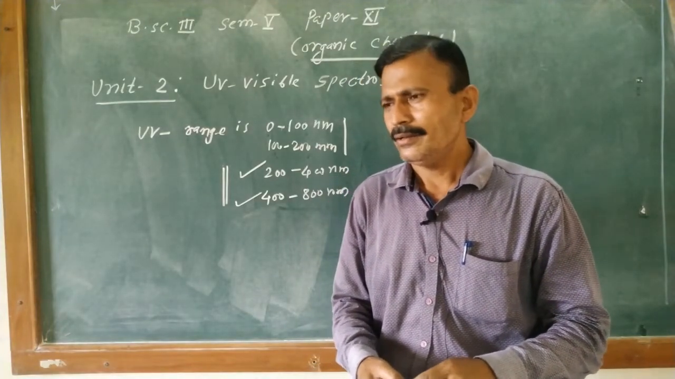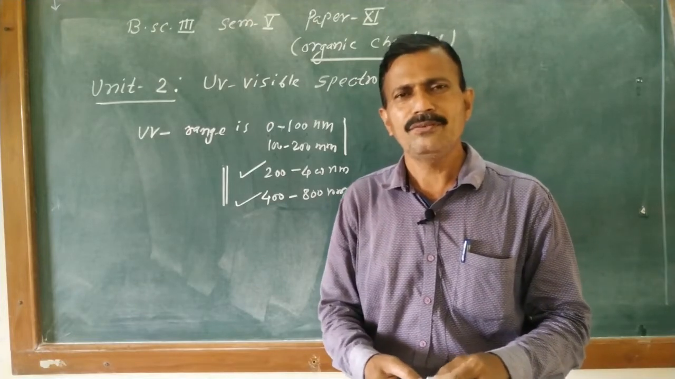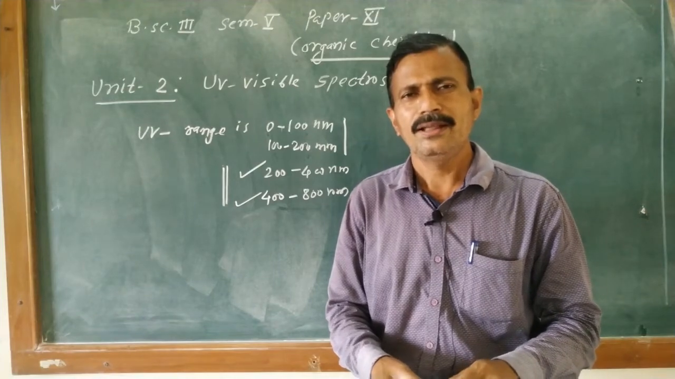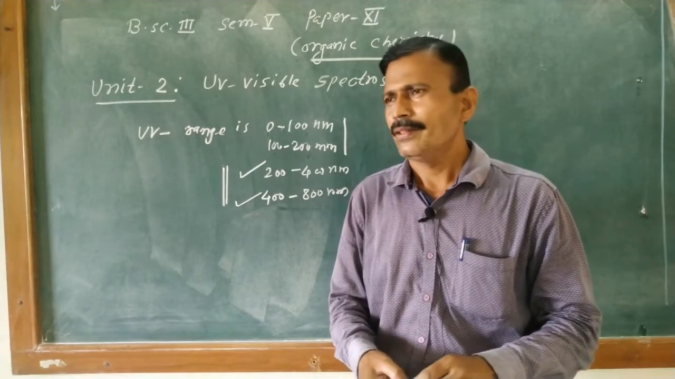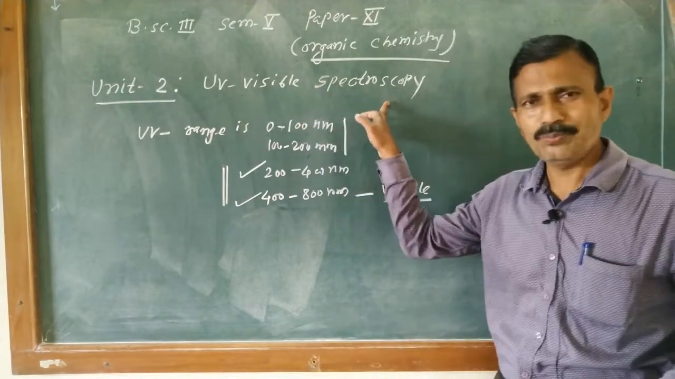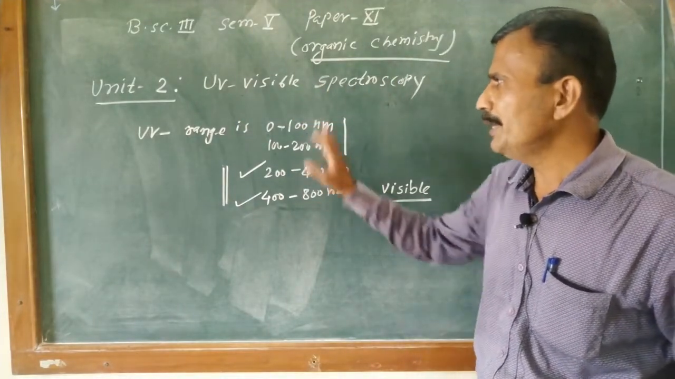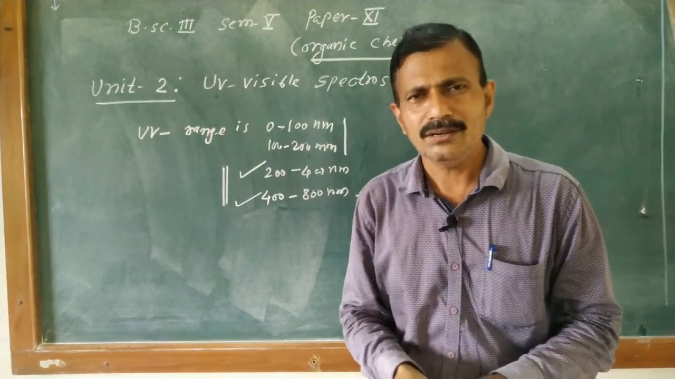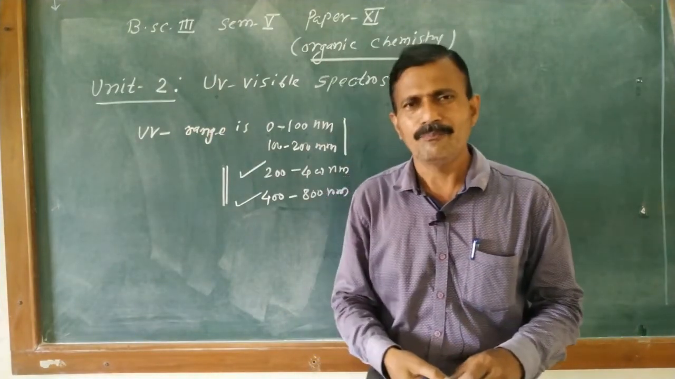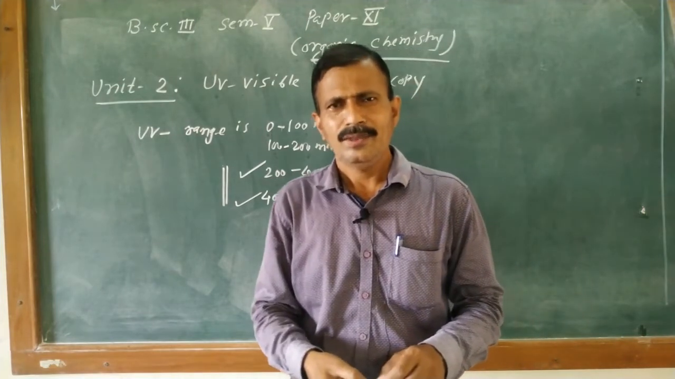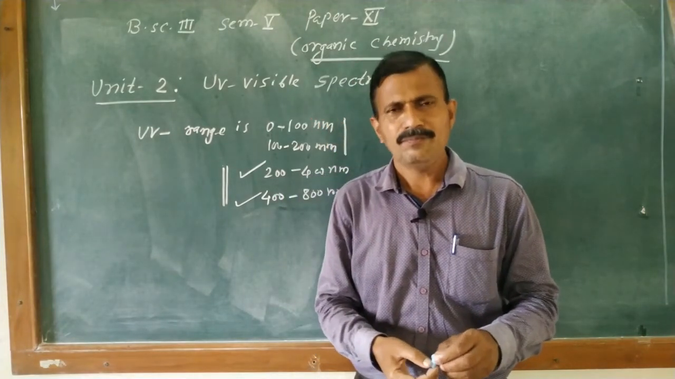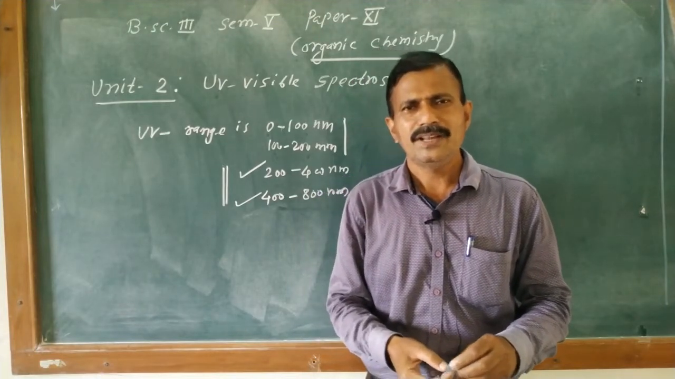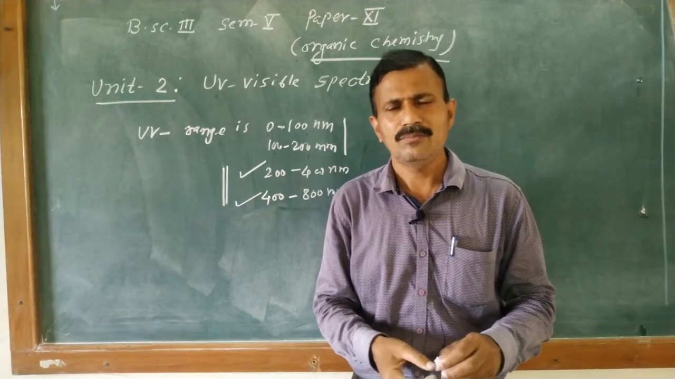In this lecture, we will begin the second unit from your paper number 11 in semester 5, that is UV visible spectroscopy. In this unit, we will discuss the interaction of UV visible radiation from the electromagnetic spectrum with matter, and we will sort out information regarding the unsaturation characteristic present in various organic molecules.